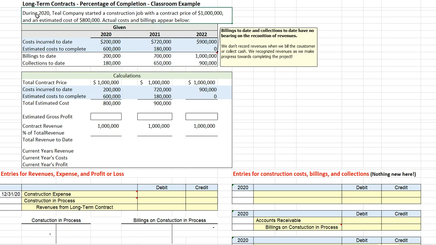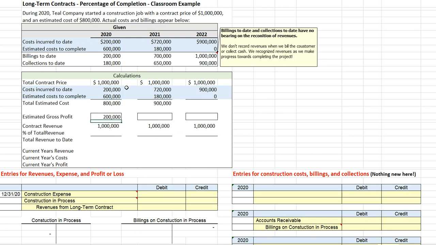So in our contract, the Teal Company has started a construction job with a contract price of $1 million in 2020 and an estimated cost of $800,000. So what's our overall profit and what's our overall cost? Again, in terms of cost incurred to date, we've incurred $200,000 in the first year. We estimate $600,000 to complete for a total estimated cost of $800,000. So our estimated profit on this contract is $200,000.